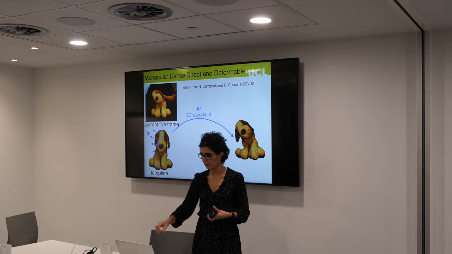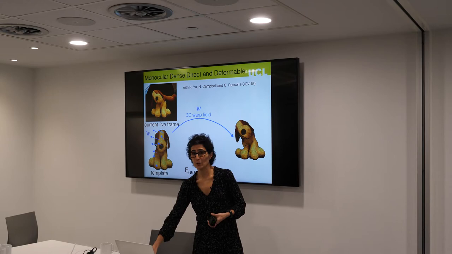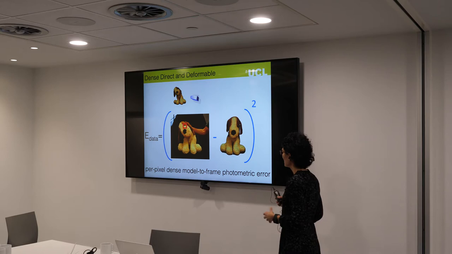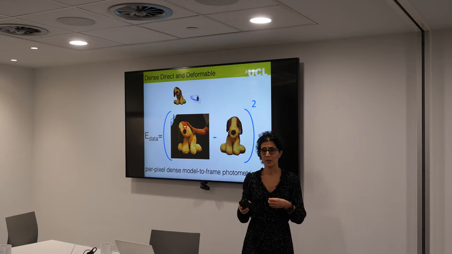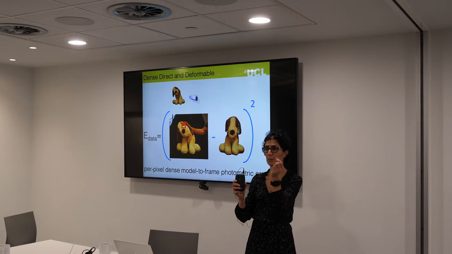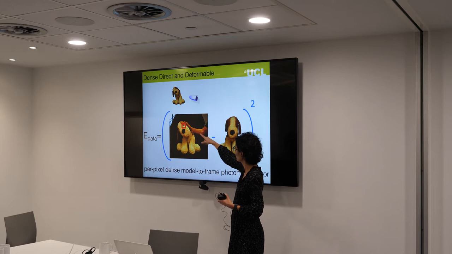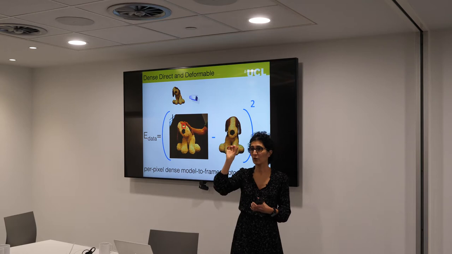And this is an optimization approach, so we're going to minimize an energy. The energy is based on what we've been using in computer vision for many, many years, which is a photometric error. This is the idea of brightness constancy. If we take two consecutive frames, we assume that corresponding pixels, their brightness won't change over time. And this will allow us to estimate the deformation that will allow us to project back the point onto the model and find the corresponding pixel that has exactly the same brightness.